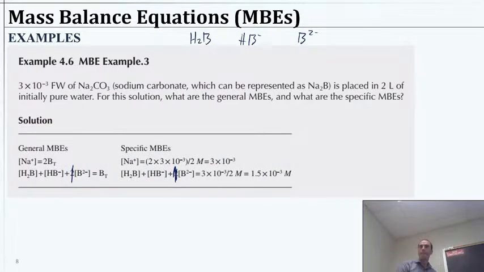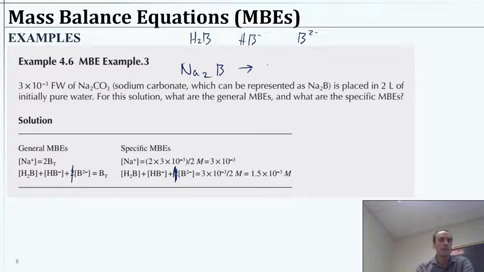Yeah. So I had originally put that 2 times the concentration of Na plus is equal to Bt, because in the dissociation of Na2B, it makes 2 Na plus and B2 minus, and so I was confused why just the concentration of Na plus is equal to 2 Bt.